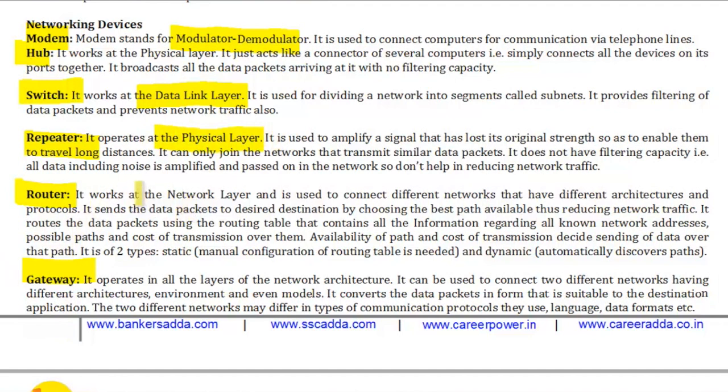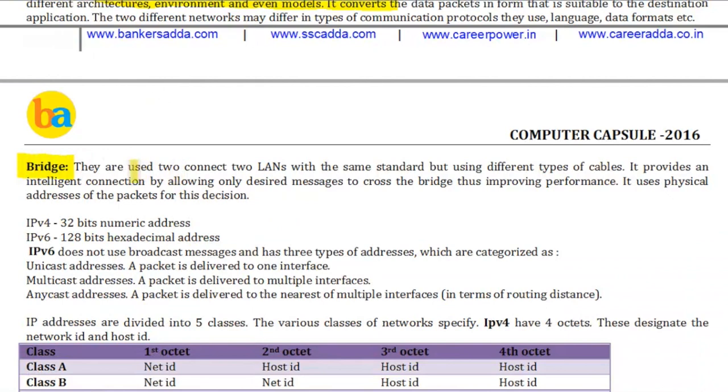Then we have a router. It works at the network layer, and it is used to connect different networks that have different architecture and protocols. Now, if you see a question in your examination that which among the following device is used to connect different networks that have different architecture, then you can answer that is a router. Then we have gateway. It operates in all layer of network architecture. Now you can have a question in your examination that which among the following devices operate on all layers of network architecture, router, repeater or gateway. Then the answer will be gateway. Then there's a bridge. Bridge is used to connect two LANs, that is two local area network with same standard but different type of cable.